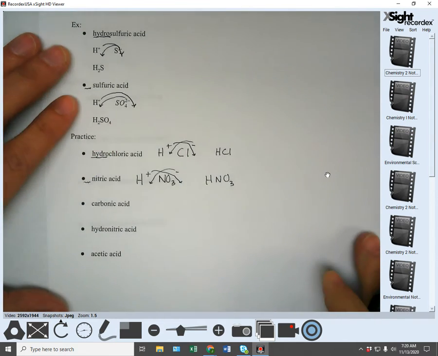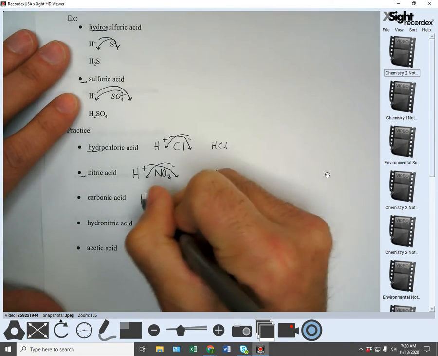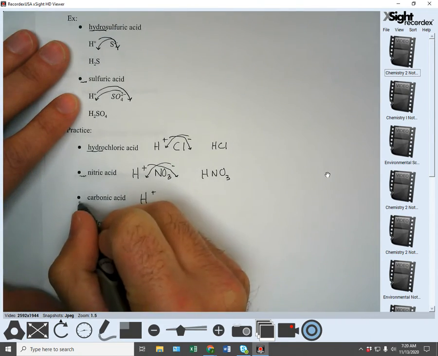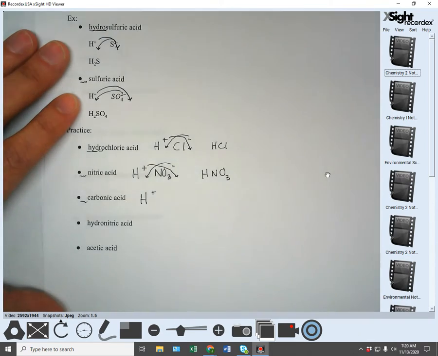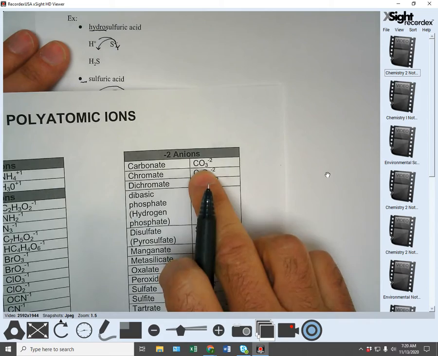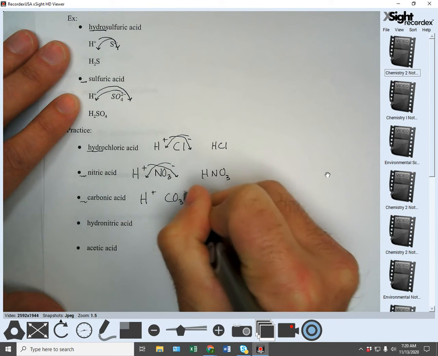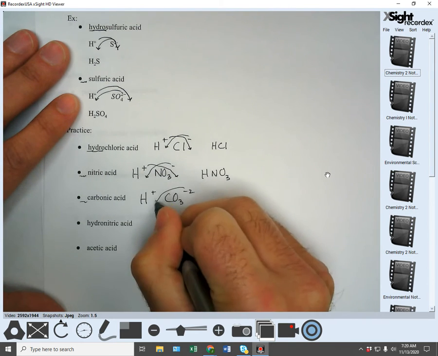Carbonic acid. No hydro. So we want carbonate, CO3 -2. Again, cross down.